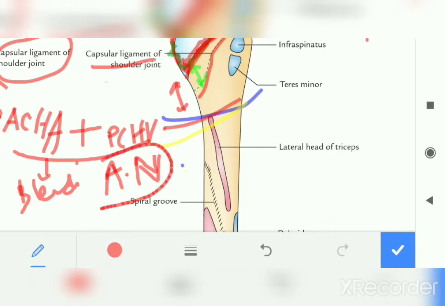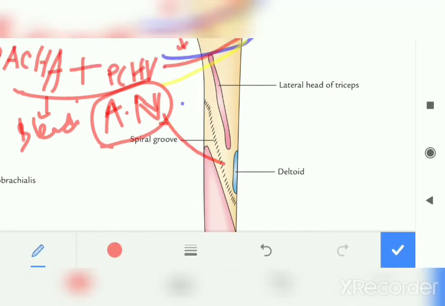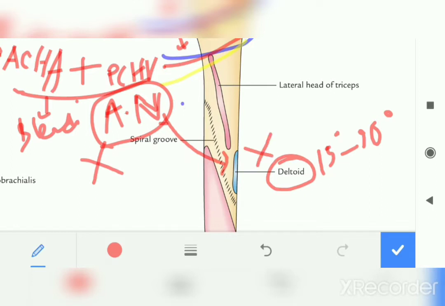And if this axillary nerve is damaged: the axillary nerve usually supplies the deltoid muscle, and the function of the deltoid muscle is abduction of the shoulder joint from 15 degrees to 90 degrees. So if the axillary nerve is damaged, there will be paralysis of the deltoid muscle. The function of the deltoid will be lost, or in summary, the shoulder joint cannot be abducted from 15 degrees to 90 degrees.